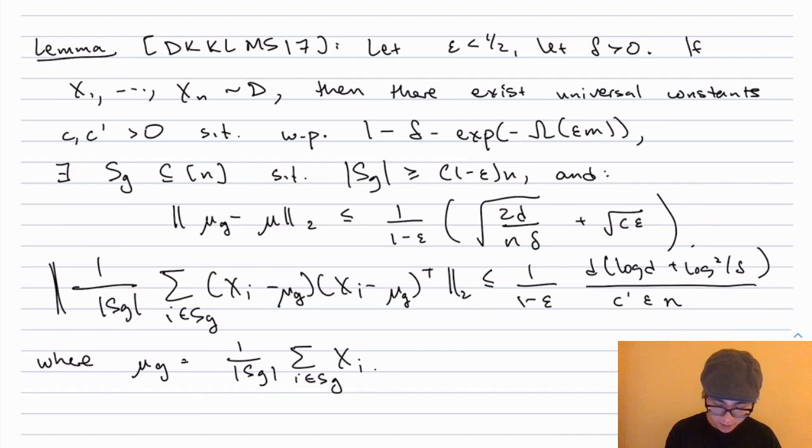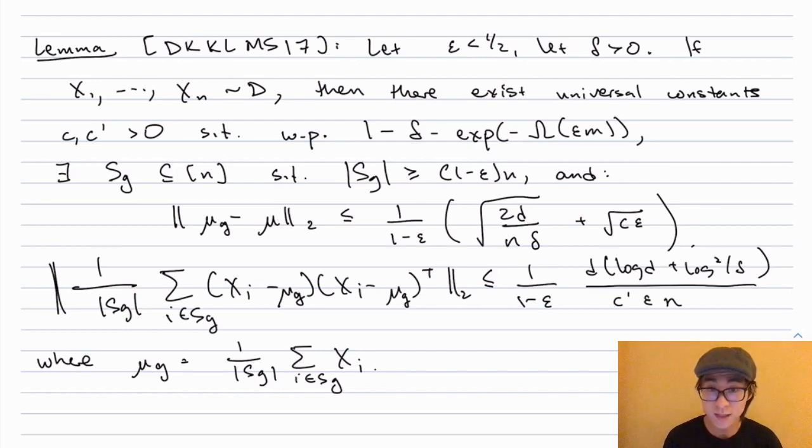What it says is that if I have a set of IID samples from a distribution with bounded second moment, it is true that the empirical covariance of the set of points might not be bounded, but I can always find a large subset of these points, which will have mean which is close to the true mean, and will also have bounded covariance. So formally, let epsilon be at most 1/2.